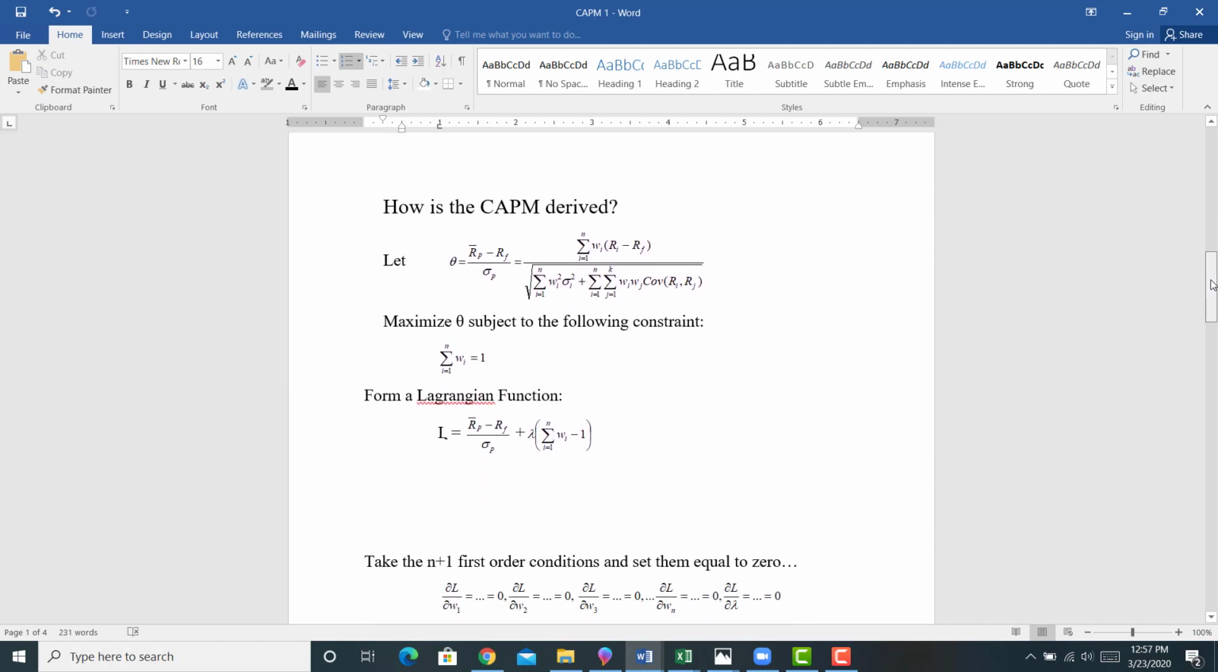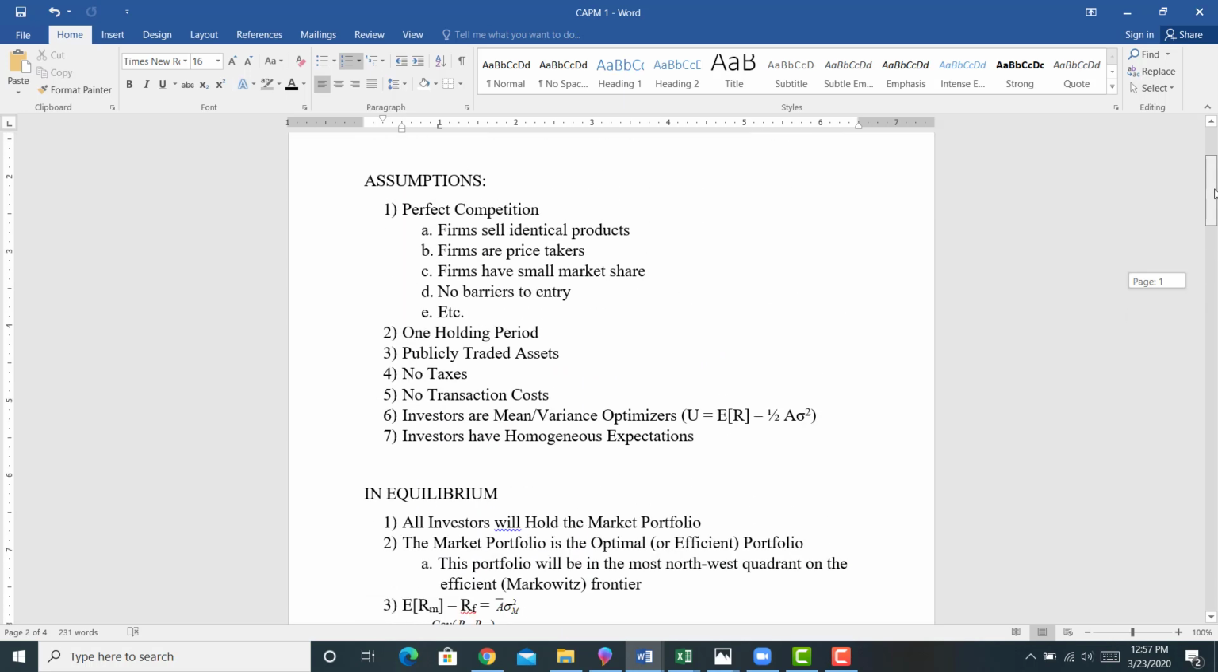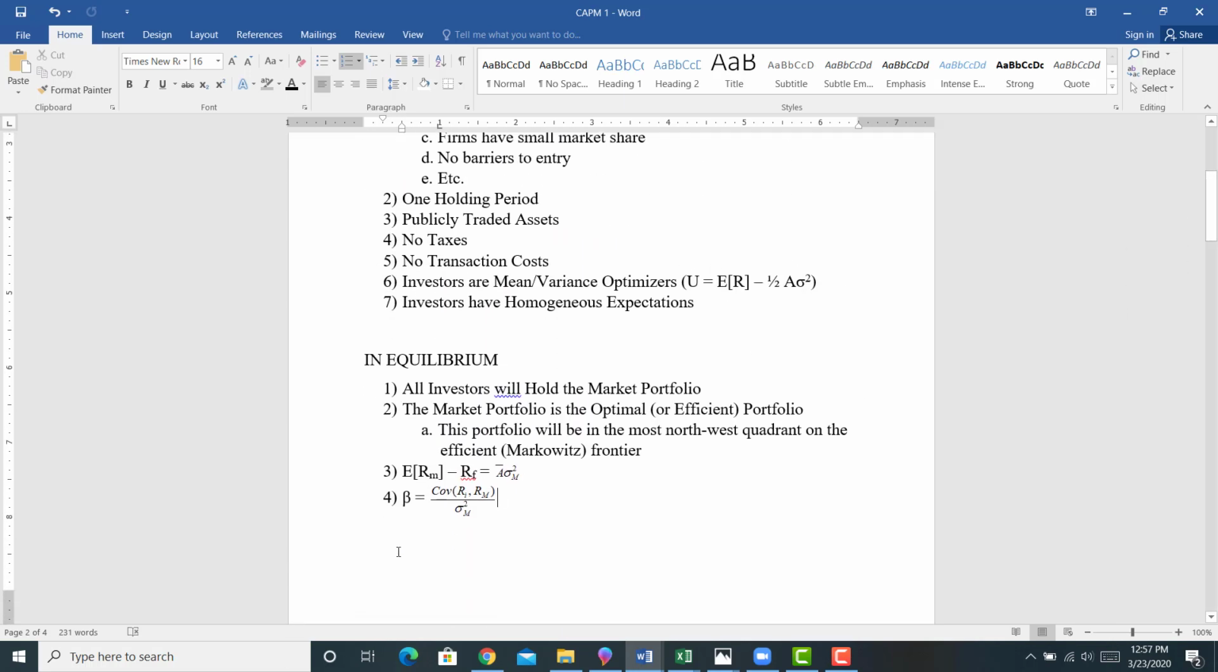So it's important to understand what happens in equilibrium in the CAPM. We can estimate beta, the firm's exposure to systematic risk, really easily using a regression equation. We know that investors will hold the market portfolio, that the market portfolio is the optimal portfolio, and that the coefficient of risk aversion for the average investor is just equal to the market risk premium scaled by the variance of the market.